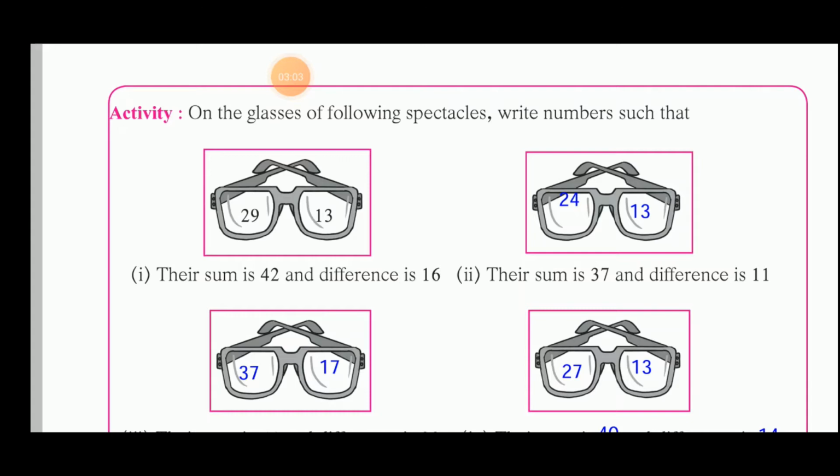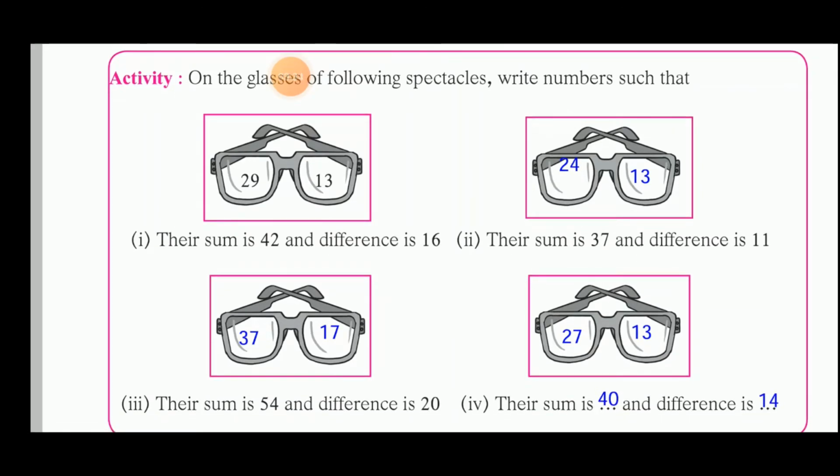So, add the two equations. That becomes 2x is equal to 42 plus 16, that is 58, and x will be equal to 58 upon 2, that is 29. So, one number is 29, and then substitute in one of the equations and find the second number. The sum of the two numbers is 42, so 42 minus 29 is 13. So, the second number is 13. This way you can find the numbers on the spectacles using these equations.